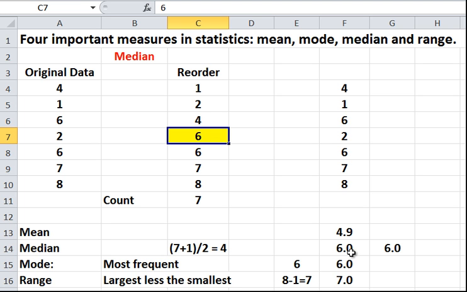If it's a large set of data, reordering it can be time consuming. So just use Excel. Enter it into Excel and use MEDIAN and it'll work it out for you.